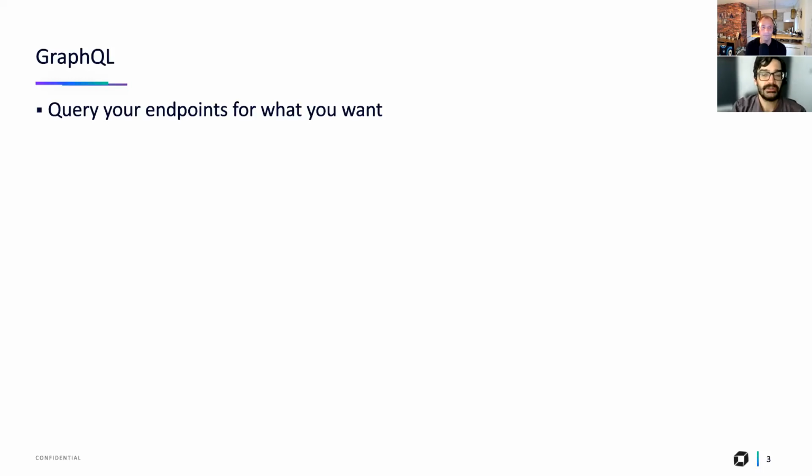So the first one is you query your endpoints for what you want. For those that have been around for quite a while, you probably remember SOAP. SOAP was kind of the first foray into this client-server architecture without thick clients anymore. They were still around, but these were early web clients, and you really were able to pass information back and forth.